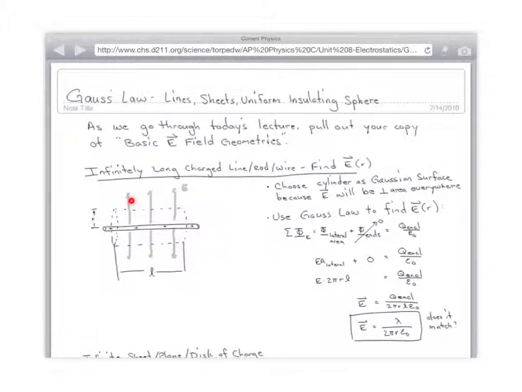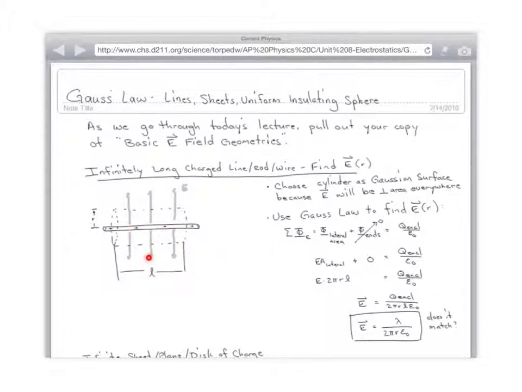So here we go. We make the statement that the total flux through this cylinder is equal to the charge enclosed by the cylinder divided by epsilon naught. How many surfaces are on this cylinder? Three. There's the left side, the right side, and the lateral area of the cylinder. The top and bottom, and the lateral area.